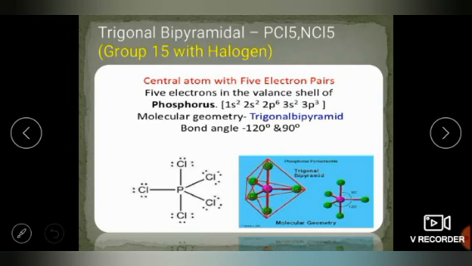Next is trigonal bipyramidal. It will come in the PCl5 type. When group 15 reacts with group 17, the halogens, they will form trigonal bipyramidal. Bond angle is 120 and 90, two types of bond angle. One is this, which is 90, and you can see this is 120. Okay, these are 120. So this is trigonal bipyramidal. Why is it trigonal bipyramidal? As 5 chlorines need to adjust, they will adjust in this way. Okay, here it has been given.